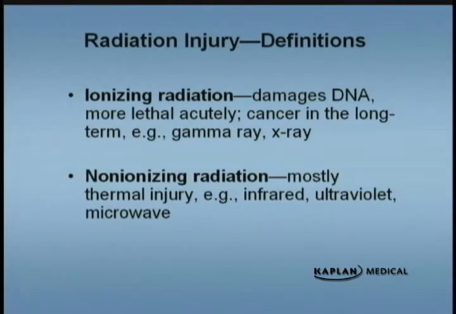Hello. Next, I'd like to speak about radiation injuries. You need to know the two different types of radiation. There's ionizing radiation and non-ionizing radiation. Ionizing radiation is what I want to talk about here. That's the stuff that damages DNA. These are the things that prevent normal cell replication and cause cancer long term. I'm speaking here about X-rays and gamma rays.